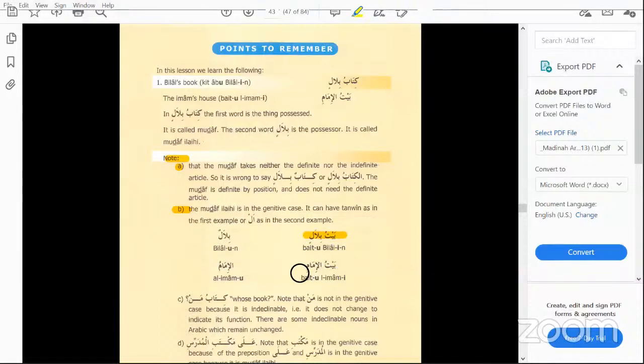Baytul Imami or Al Imamu. So originally it was Al Imamu, the word, and it became Baytul Bilalin and Baytul Imami. So originally the word Bilal had a dhamma tanween. Is that clear for you now?